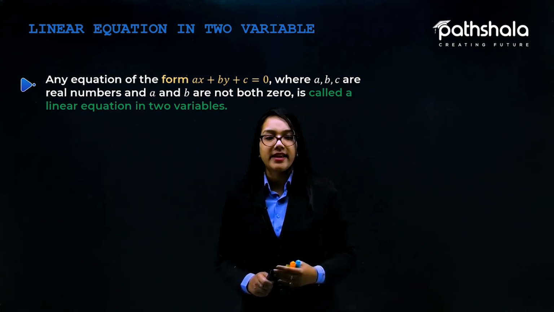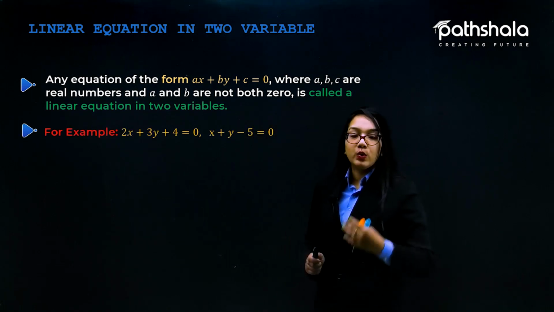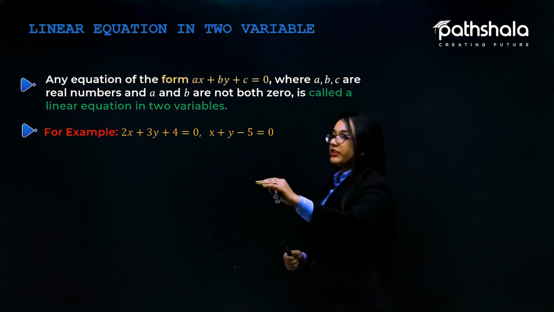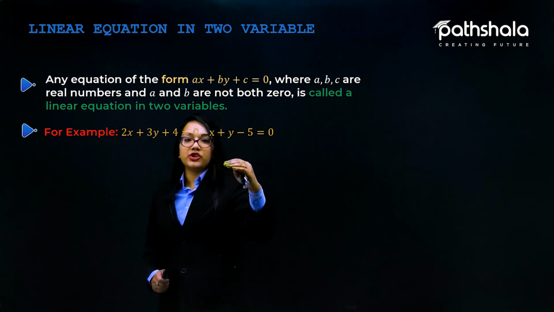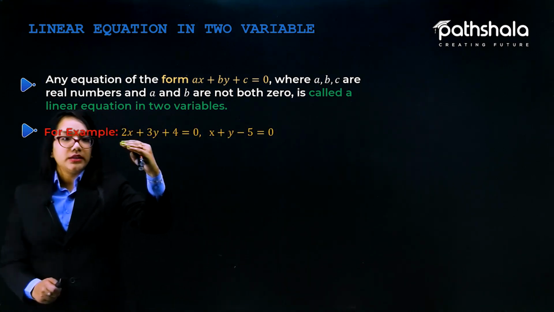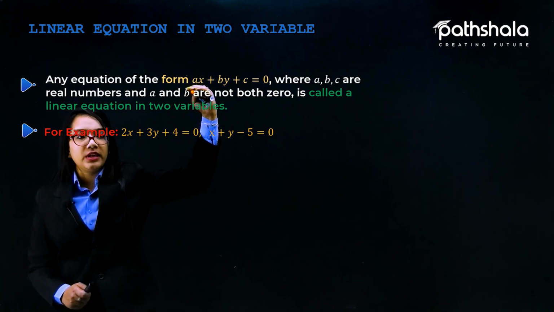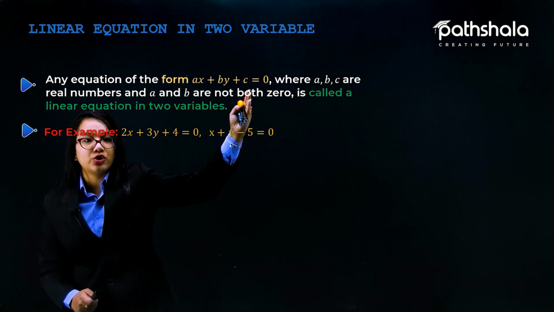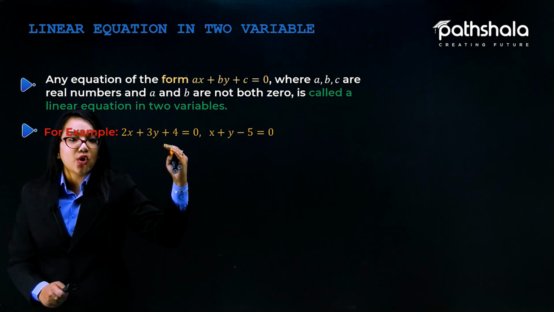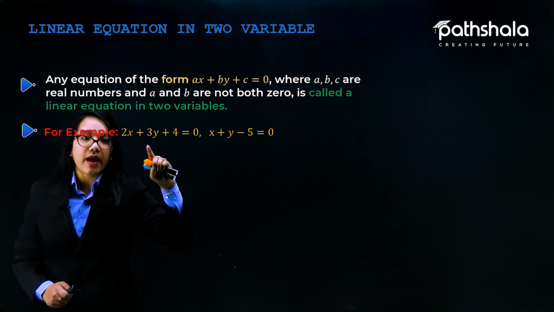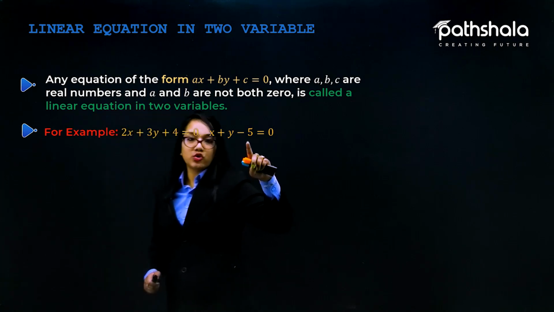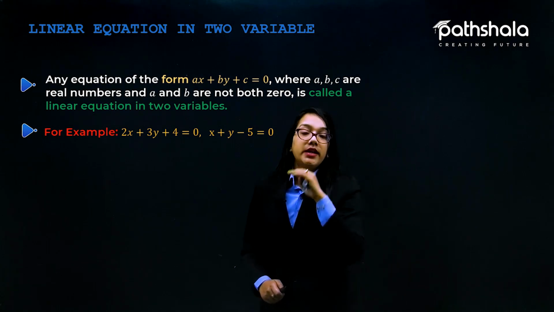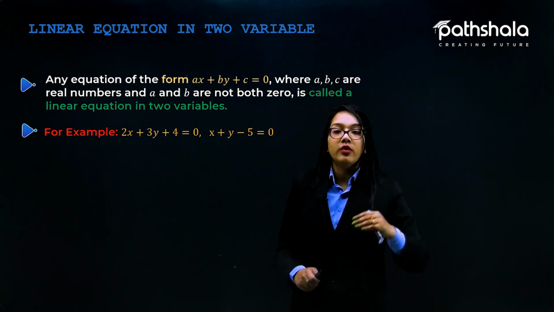So let us take an example: 2x plus 3y plus 4 is equal to 0, and x plus y minus 5 is equal to 0. Both of these are linear equations in two variables, because we can compare each equation with the general equation given to us. ax plus by plus c is equal to 0 is a linear equation in two variables, and this is also of the form ax plus by plus c is equal to 0.